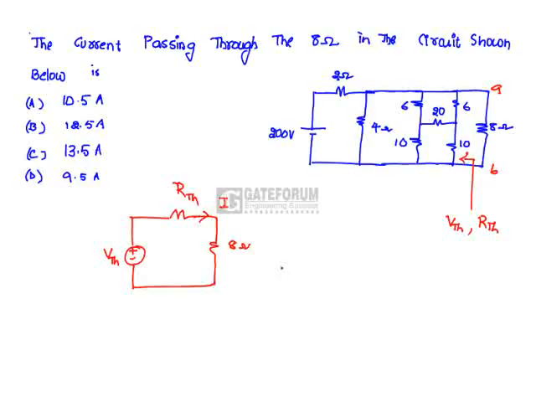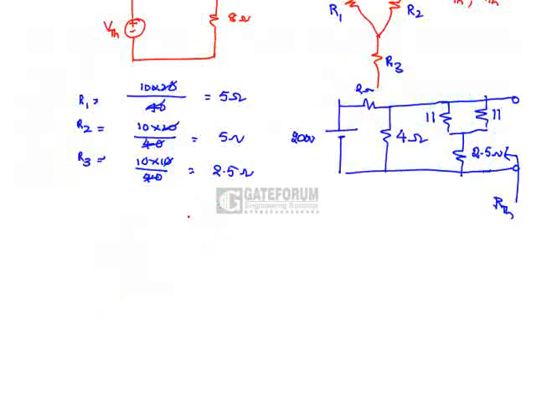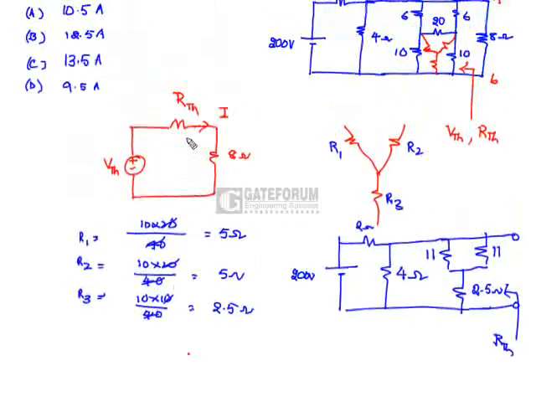So for that, here we need to simplify something. Just convert using delta to star conversion. So if we convert that thing, see, this delta to star conversion, and after simplifying this portion, we will get this network like this.